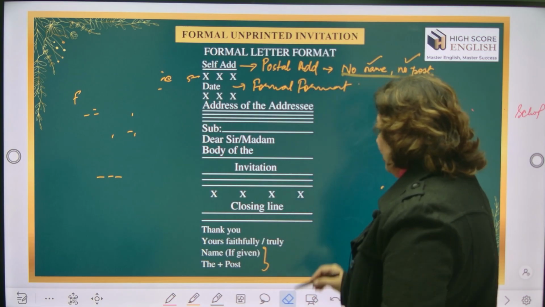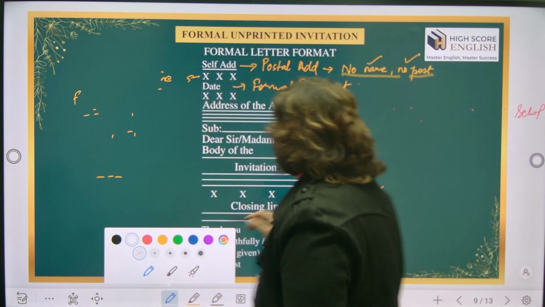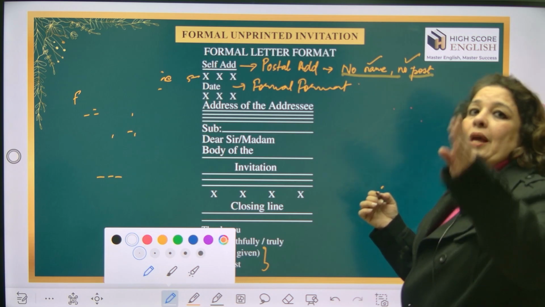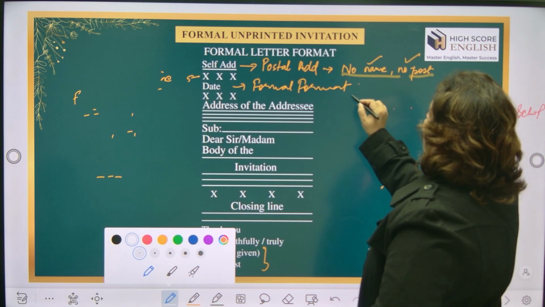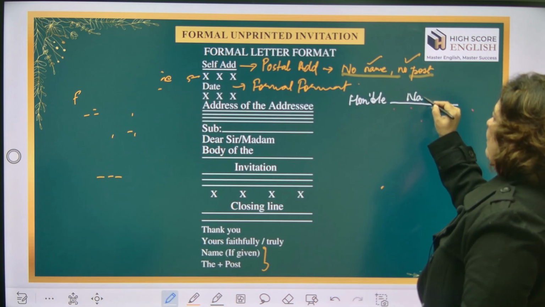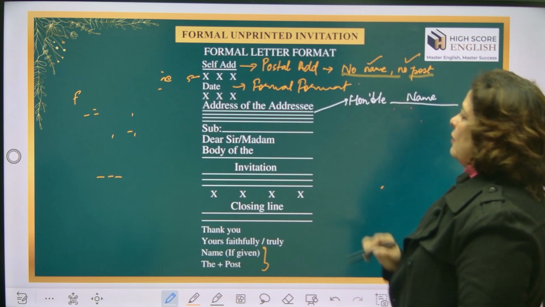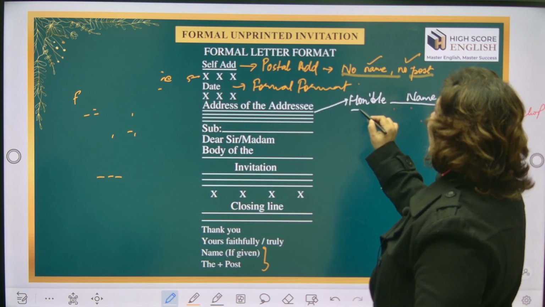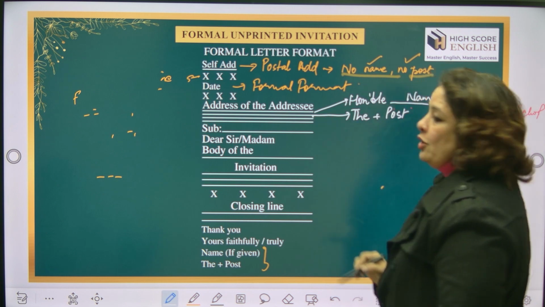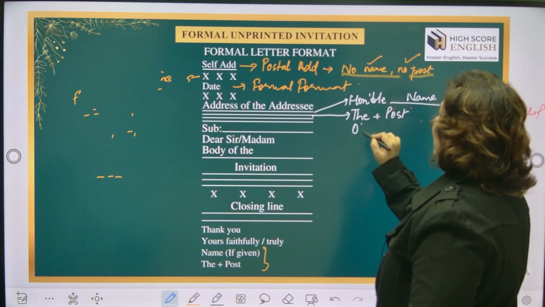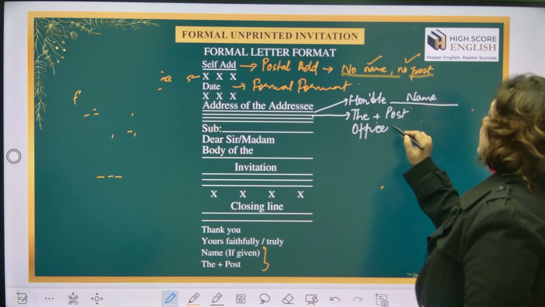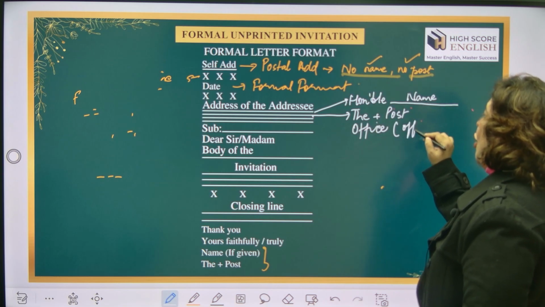Okay. How you have to put in 4 lines? I will tell you. If there is a post, then it will be 3 lines. If there is a name, then it's going to be 4 lines. For the name, honorable, and you are going to write the name. Line 1. Fine. Line 2, you will write the post of the person. Who is he? Okay. This is line 2. Line 3, you will write his office. No postal address. You will write his official address. Okay. This is called his office, or you call it official address.